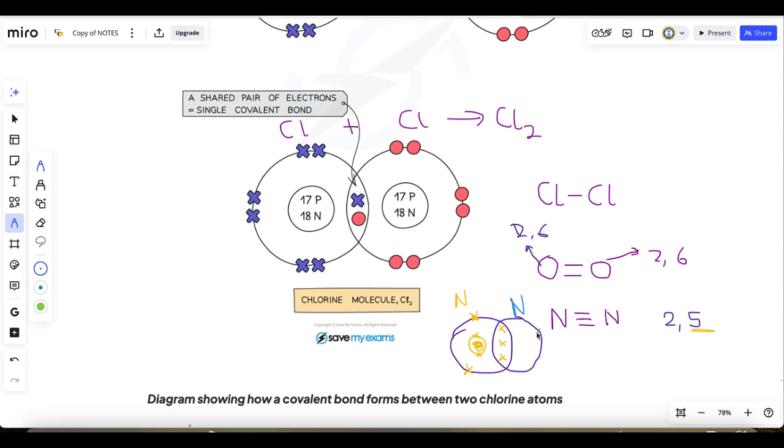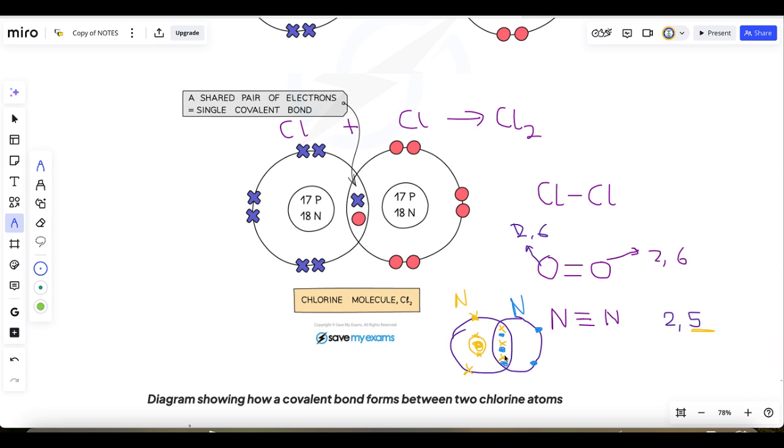This one has 5 in the outer shell. So for this one we're using dots. Out of the 5 in the outer shell, 2 will be here. And then you donate 3 in the overlap, in the sharing space. So I donate 1 here, 1. I donate another 1, 2. For this other atom, I donate the third one here, 3.